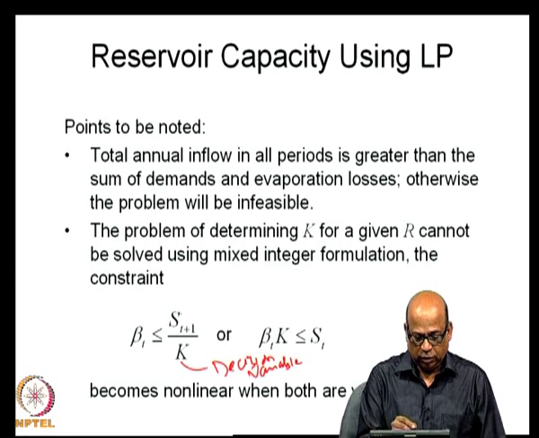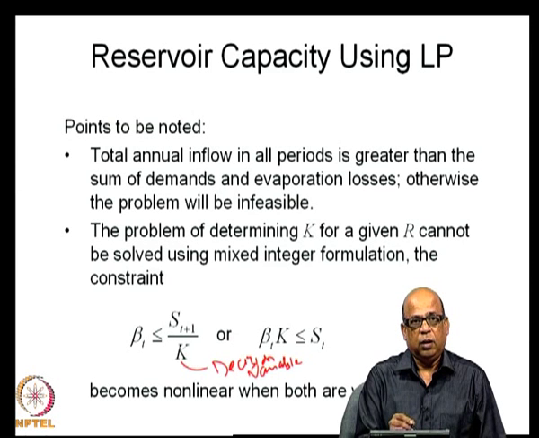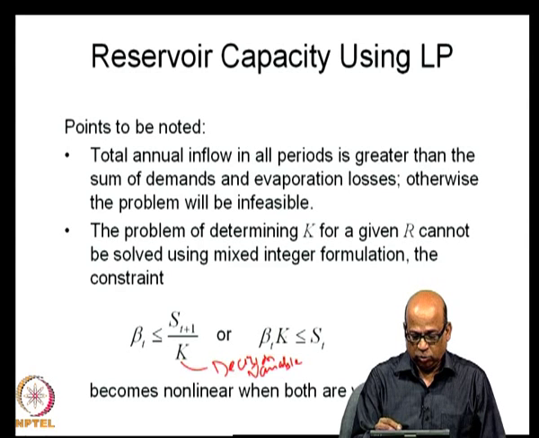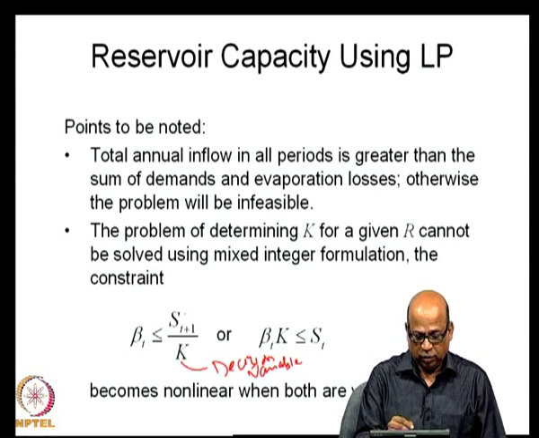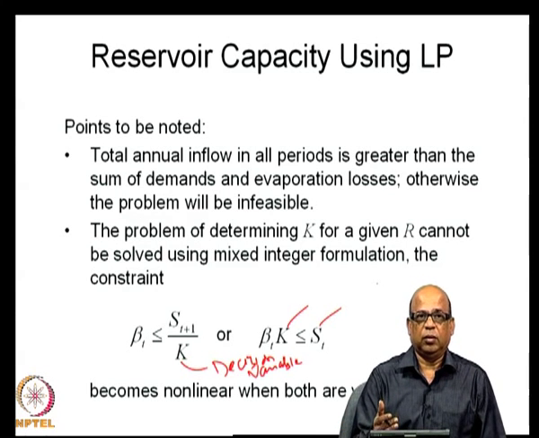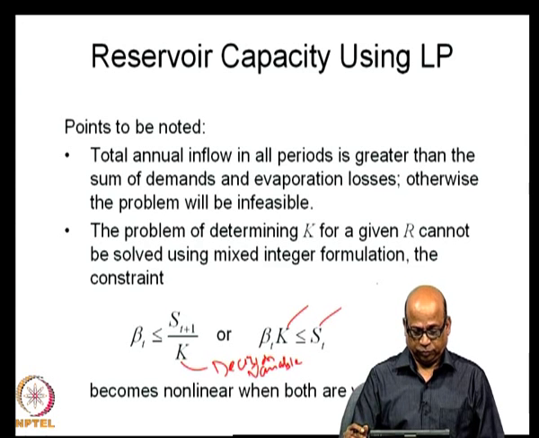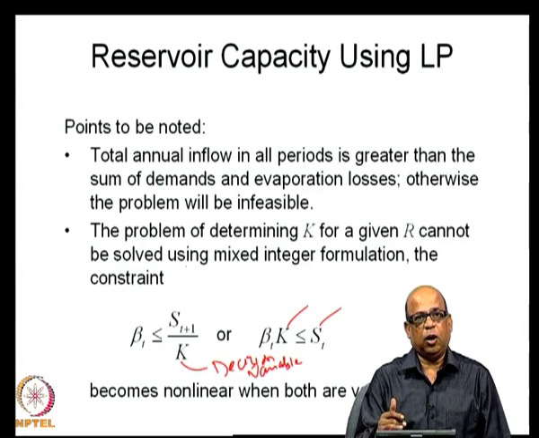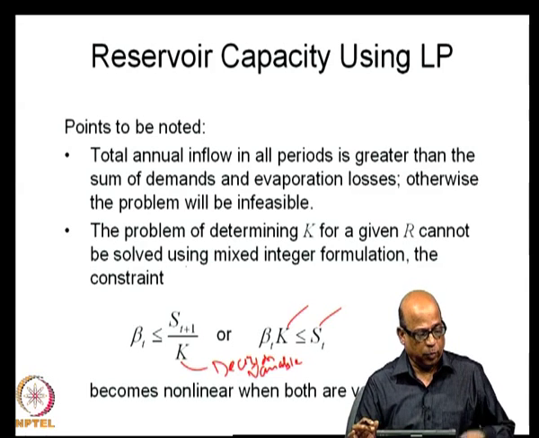You would have written beta t is less than or equal to s t plus 1 by k, but this leads to a non-linear constraint, because beta t into k is less than or equal to s t, and k is the decision variable. This cannot be accommodated in a linear programming problem. So, the problem of determining k for a given R cannot be solved using a mixed integer formulation. So, these are some subtle points that you remember.